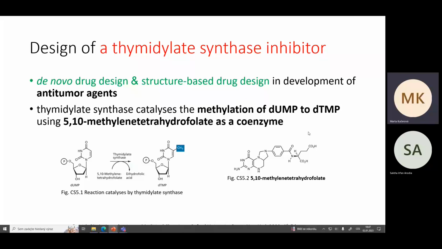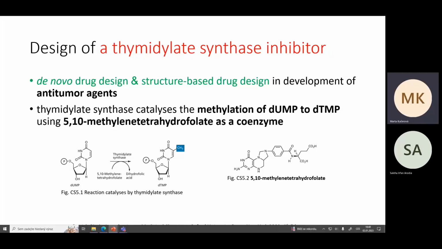And let me continue with the design of thymidylate synthase inhibitors. There were two different approaches used. Firstly, the de novo drug design and the structure-based drug design, with the intention to develop anti-tumor, anti-cancer agents.